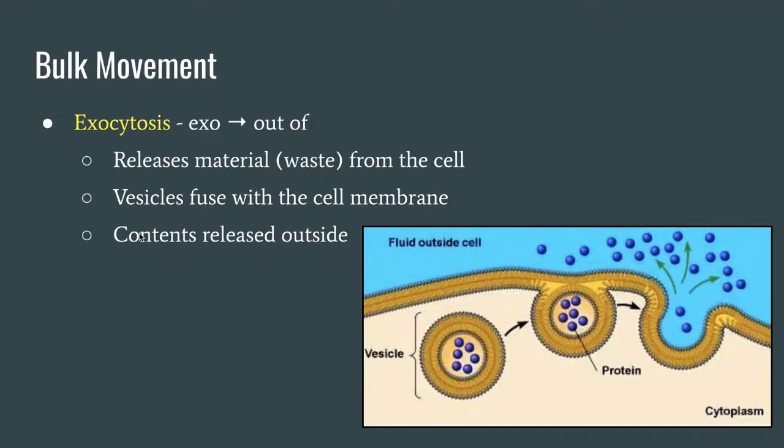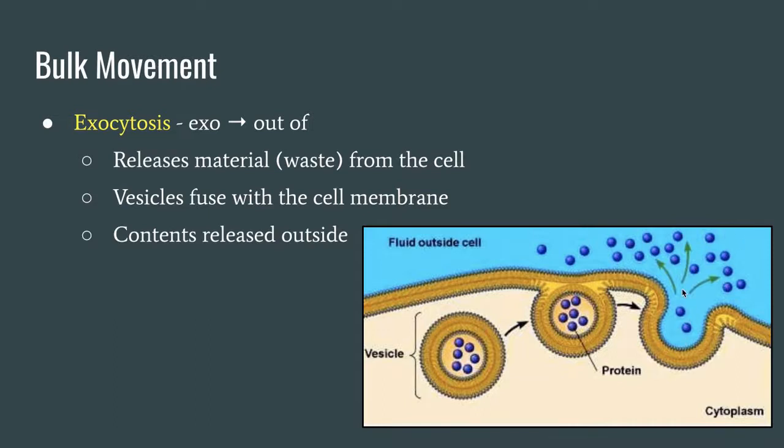Exocytosis, and so this is what gets rid of the waste material inside of the cell, packaged up into a vesicle. That vesicle then moves out toward the cell membrane, and then the cell membrane opens up, allowing that material then to move out of the cell.